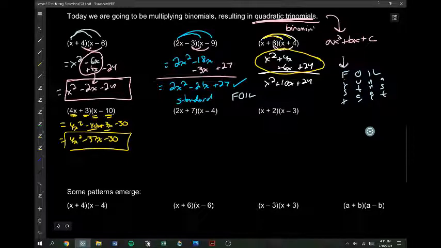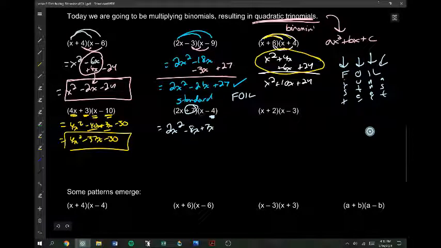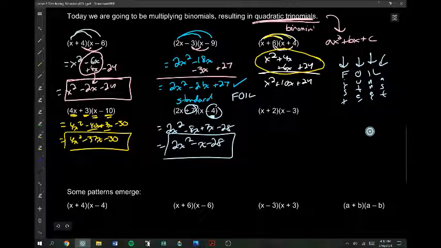So first, multiply the first term here and the first term here. Outer, multiply the term on the outside and the term on the outside. Inner, think about the two inner terms and multiply them. Last, take the last term from the first parenthesis and the last term from the second parenthesis and multiply them. Then you combine your like terms. Bang, and you foiled. That's a fine way to multiply.